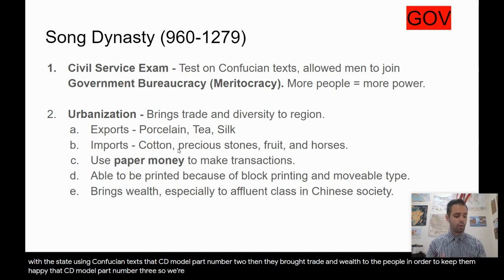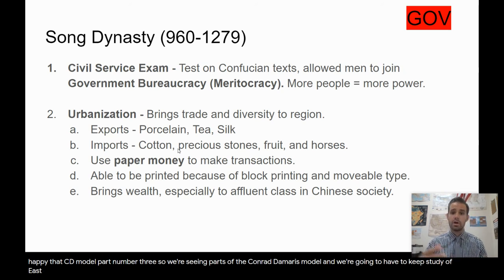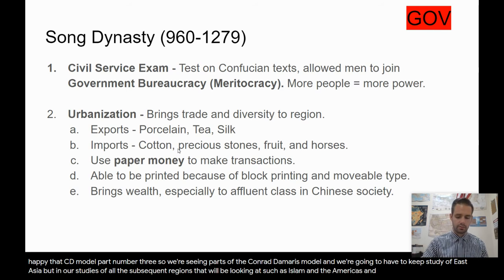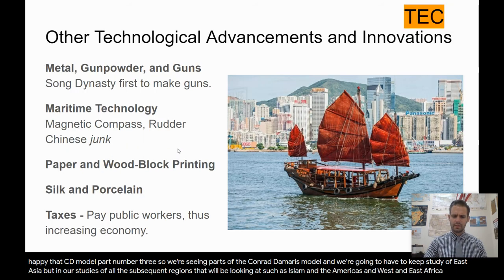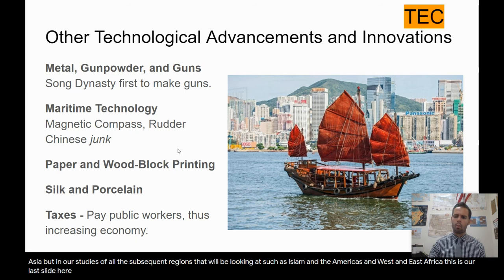So we're seeing parts of the Conrad DeMar's model, and we're going to have to keep our eye out for them, not only in our study of East Asia, but in our studies of all of these subsequent regions that we'll be looking at, such as Islam and the Americas and West and East Africa. This is our last slide here. I wanted to put all this on the same slide.